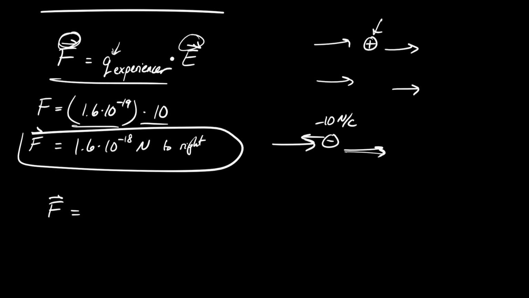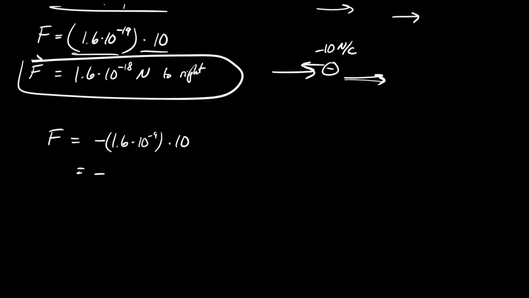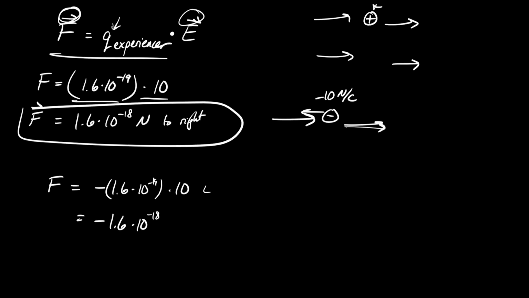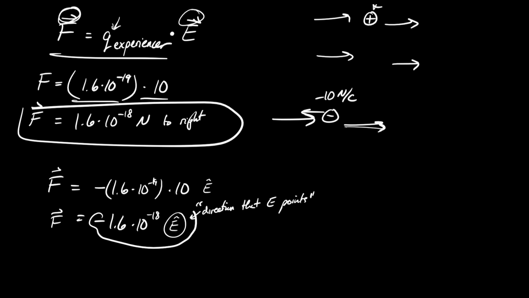If we plug in a negative charge for the experiencer, so this time it's an electron, times the electric field, you get that it's negative 1.6 times 10 to the negative 18th, meaning that instead of being in the direction that E points, it's in the opposite of the direction that E points. Right? Because you have this negative sign here.